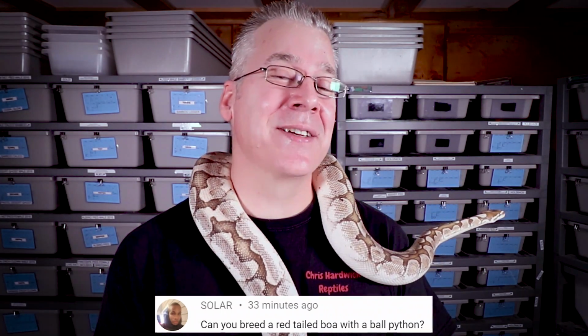All right, so it is time for the question of the day. Solar asks, can you breed a red-tailed boa with a ball python? That is a very good question. I've seen some people making some crazy hybrid snakes between ball pythons and snakes of other species, but I have not seen anyone take a red-tailed boa and breed it to a ball python, although it'd be an interesting experiment to see if you can have the world's first hybrid between a boa and a ball python. Maybe someone's done it before, but I've just never seen it.